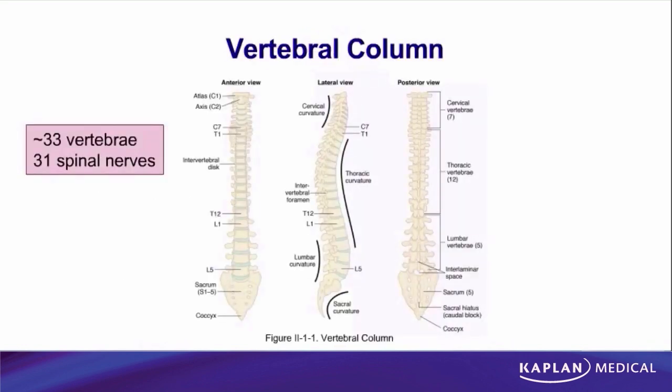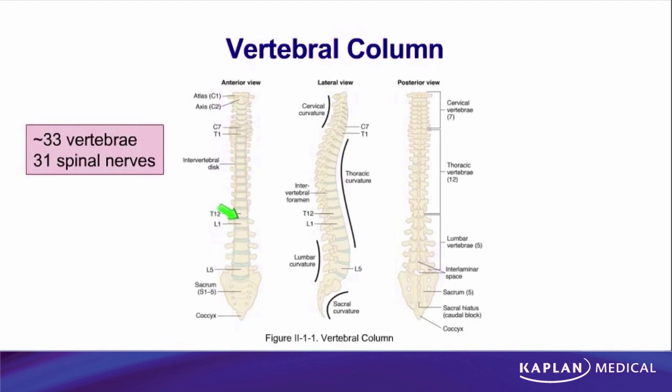So let's start with this slide showing the vertebral column. On these three diagrams, the one on the left, we're looking at the vertebral column from an anterior view. We're looking at it from the front. And what we can see from this view is primarily the vertebral bodies and the intervertebral discs between the bodies. Now, the function of that part of the vertebral column is to support weight. That's what it's designed to do, to support weight.